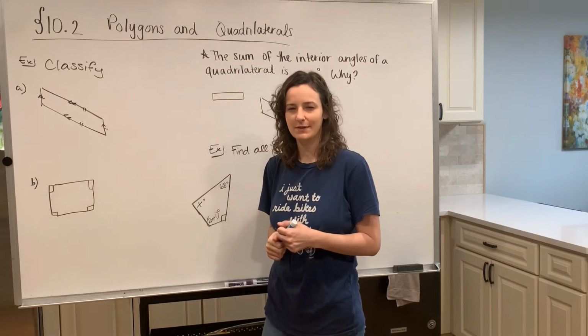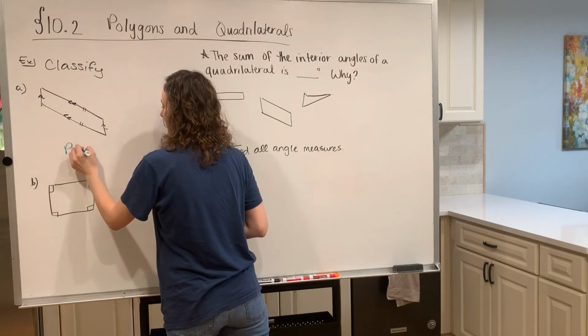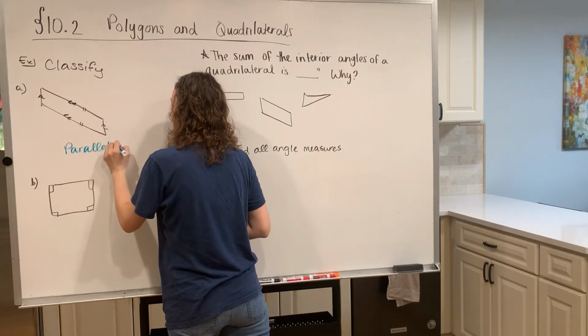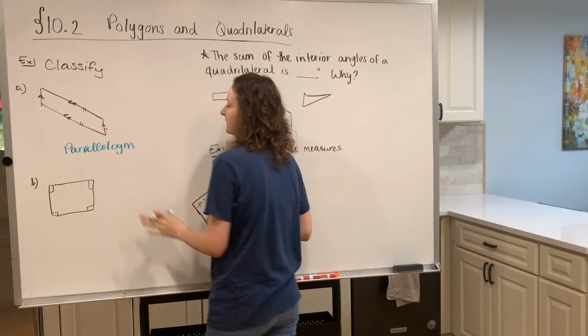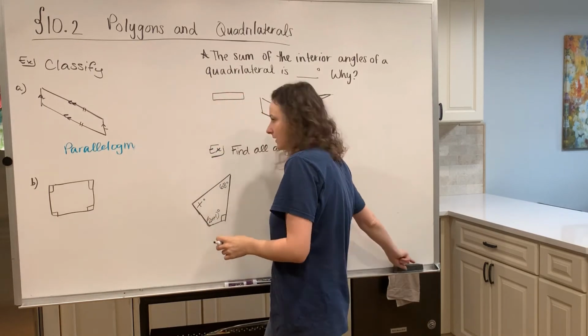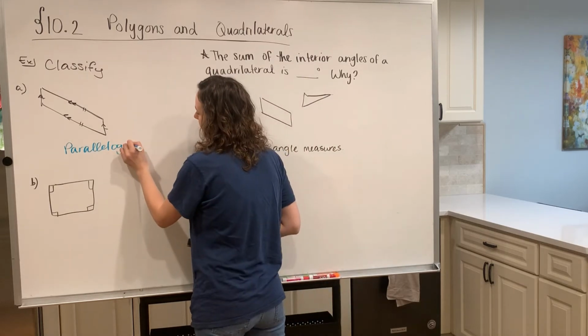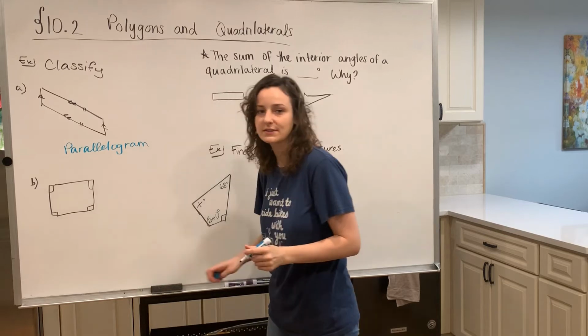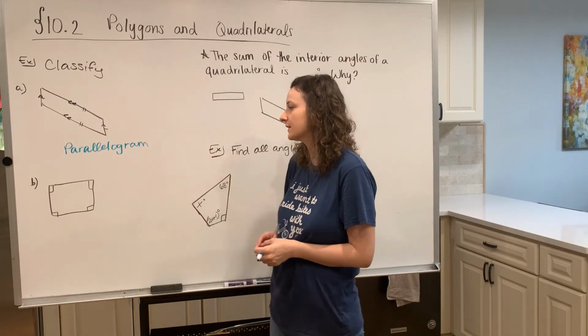So what would this shape be called? The answer is that this is a parallelogram. This is a parallelogram, the most specific name for this shape here. Okay, you could say it is a quadrilateral, yes, but we want the most specific or the best name for each of these shapes. So the best name here is a parallelogram.